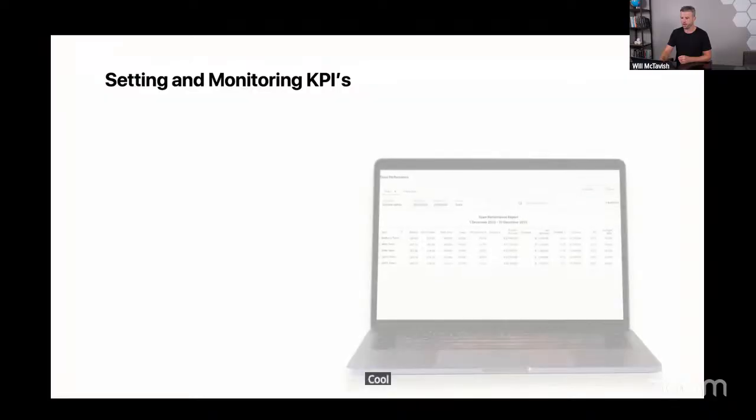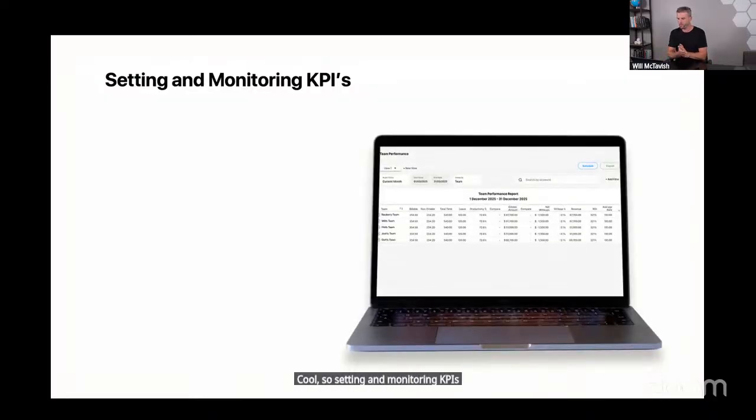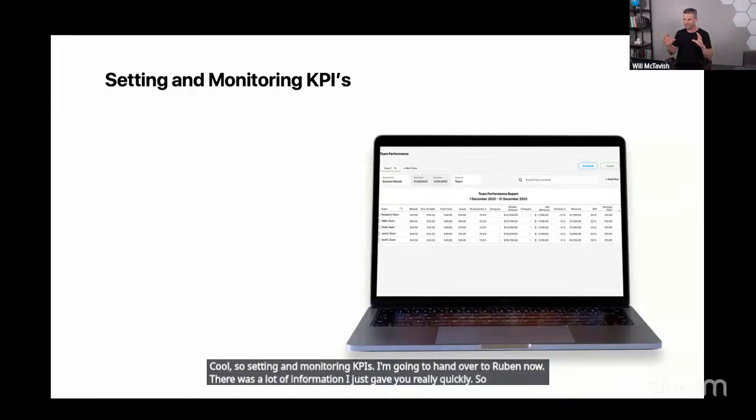Cool. So, setting and monitoring KPIs. I'm going to hand over to Ruben now. That was a lot of information I just gave you really quickly, so hopefully it all made sense. Thanks, Will. Now that you've seen it, Ruben is going to take you through what this may look like in an app.